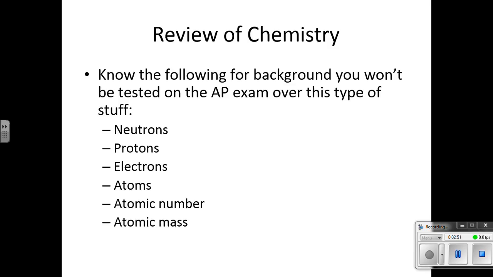Review of chemistry. You're not going to be tested on the AP exam or really any exam, quiz, or anything else in my class over this material, but it's a really good idea to know it and have that background knowledge. If you have forgotten it from chemistry, I would recommend you go back to Chapter 2 in your textbook and look it up and maybe make some notes to yourself, or at least read the summary and remind yourself of these things, because where it comes into play is particularly when we start talking about enzymes or photosynthesis and cellular respiration.